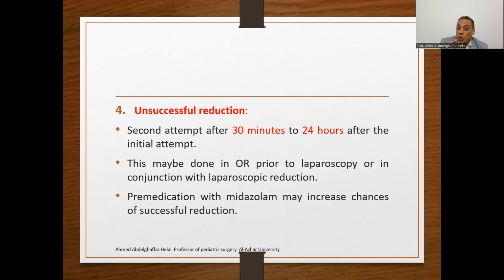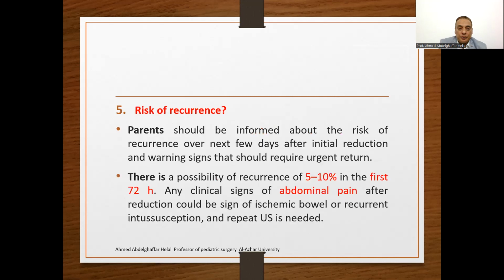So what to do with unsuccessful or failed reduction? You can perform a second trial after 30 minutes to 24 hours after the initial attempt or trial. You can perform this second trial in the operating room itself prior to introducing the laparoscopy.